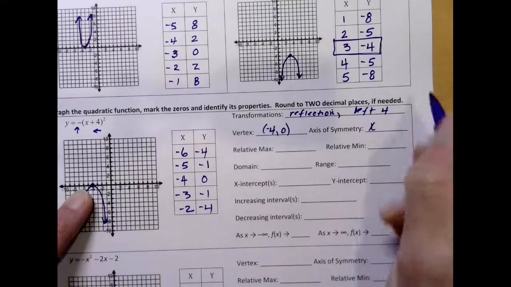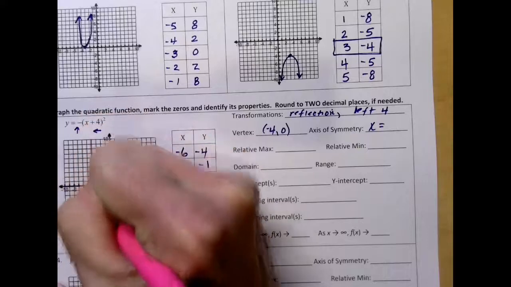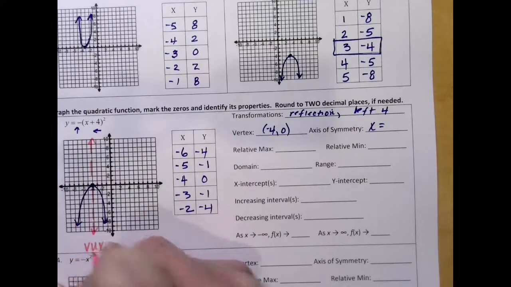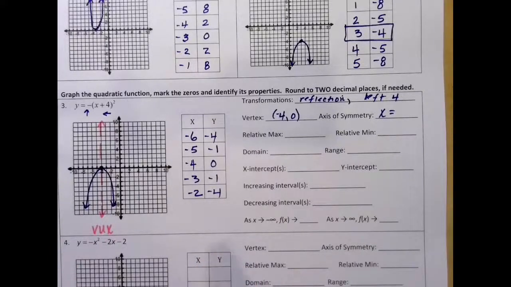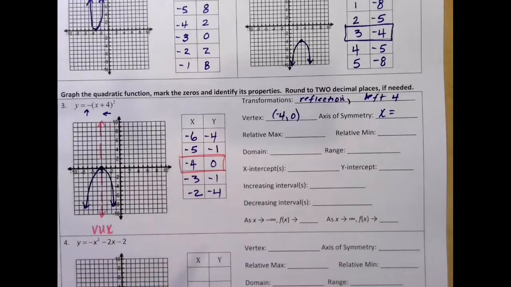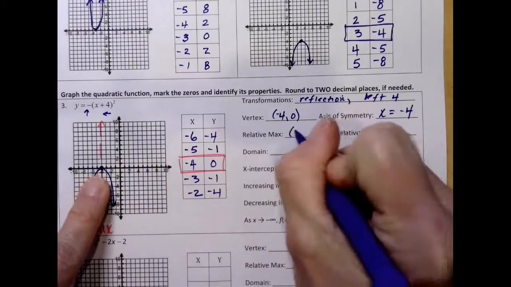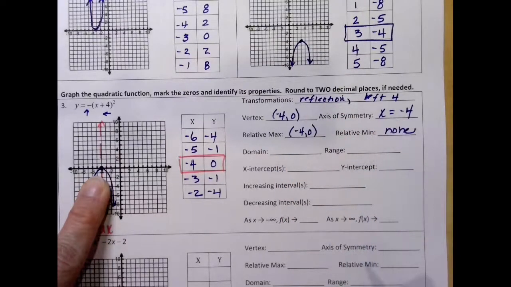My axis of symmetry is going to be the x is equal to equation that goes right through my vertex. It's going to be a vertical line, so it's going to be an x is equal to equation. So your x is going to be always equal to that x value of your vertex, so x is equal to negative 4. My maximum is going to be this vertex because it's down like a frown. And my relative minimum, I don't have one.